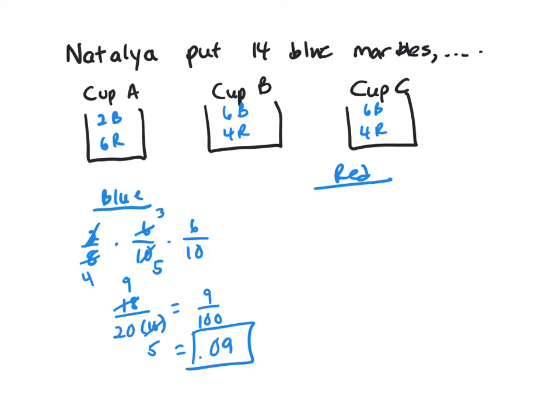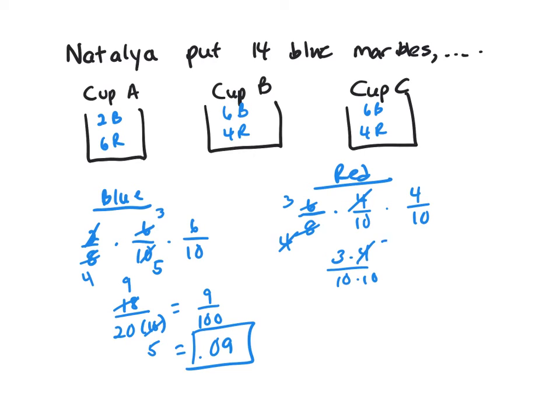Let's repeat the process. Probability of a red from cup A is going to be 6 over 8 and multiplication. Red from cup B, that's going to be 4 over 10, 4 over 10. And 2 will go into 6 3 times, 2 will go into 8 4 times, cancel some 4s. And that leaves me 3 times 4 over 10 times 10.